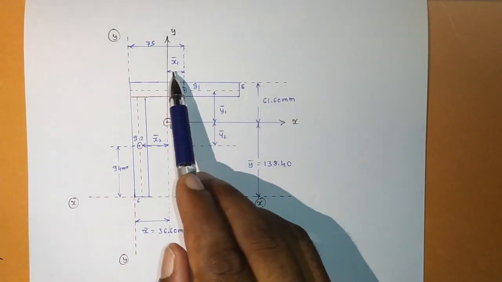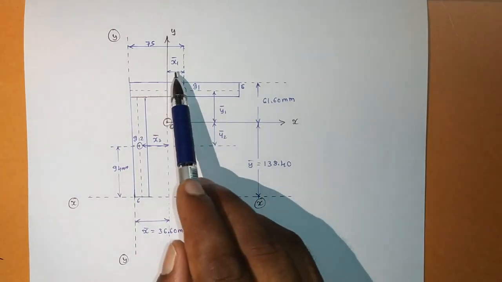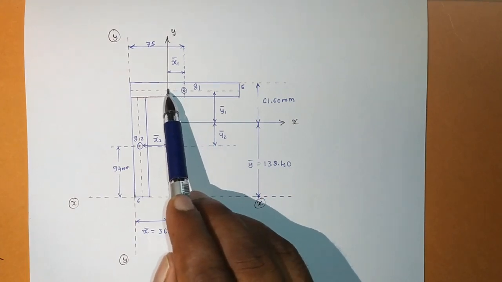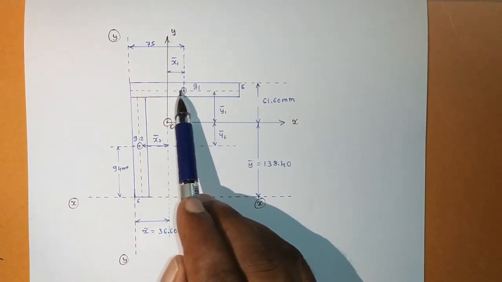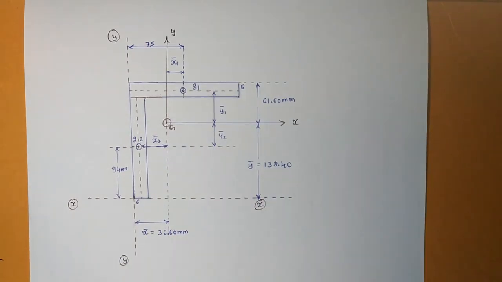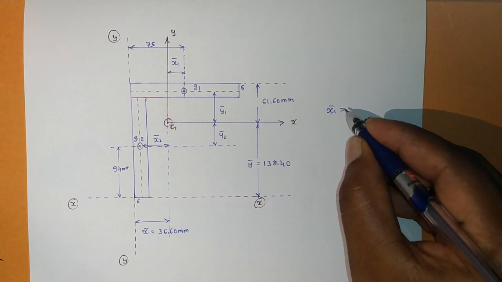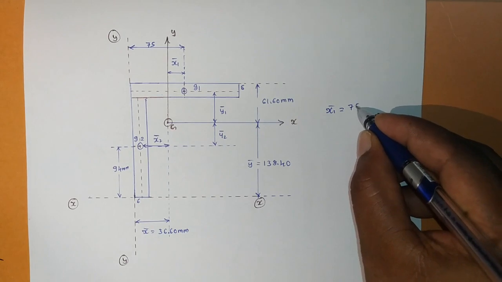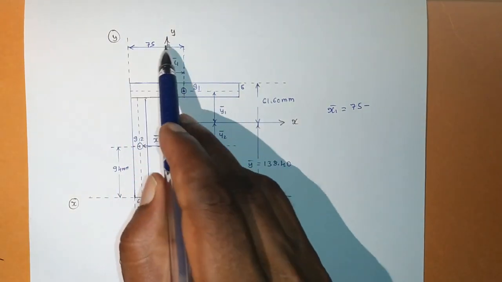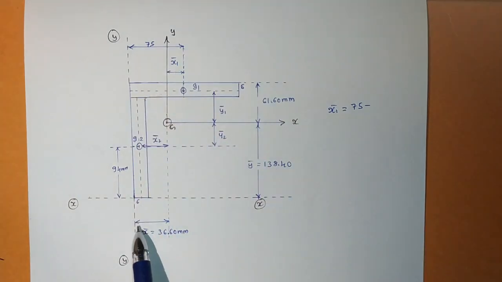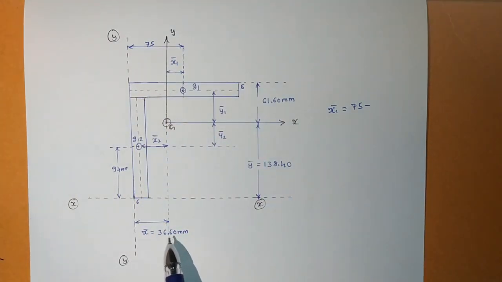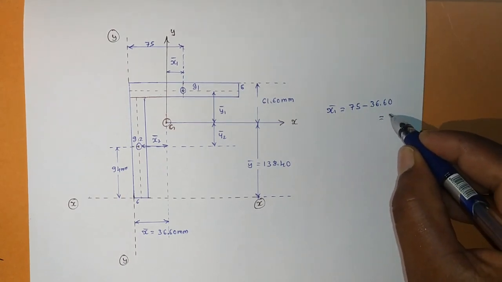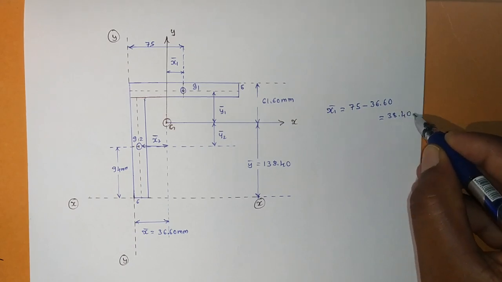Now let us mark x1 bar and y1 bar. What is x1 bar? X1 bar is the distance between centroid of section number 1 and centroidal axis. This distance, x1 bar, equal to 75 mm minus this distance. That distance is 36.60. If we calculate we will get 38.40 millimeter.